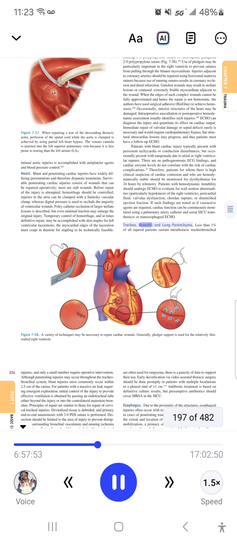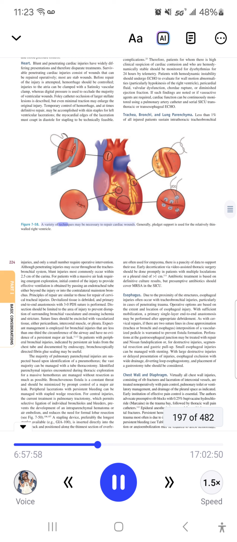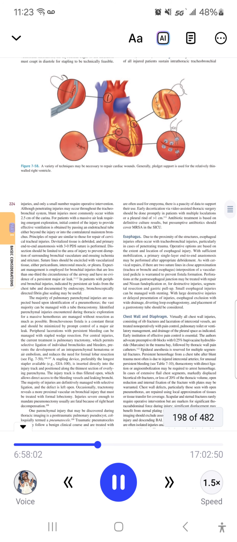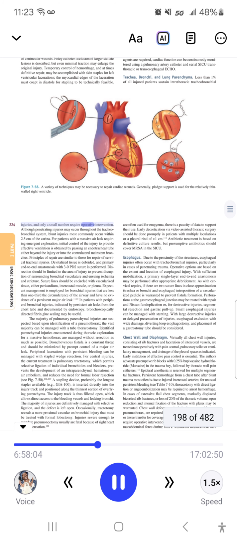Chapter: Trachea, Bronchi, and Lung Parenchyma. Less than 1% of all injured patients sustain intrathoracic tracheobronchial injuries, and only a small number require operative intervention. Figure: A variety of techniques may be necessary to repair cardiac wounds. Generally, pledgeted support is used for the relatively thin-walled right ventricle.